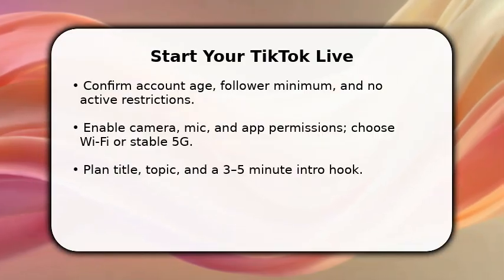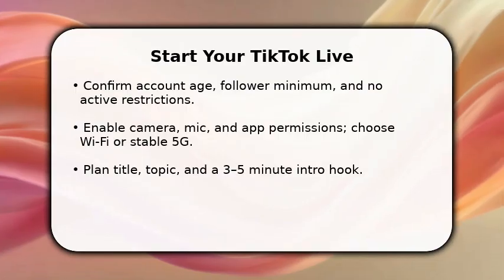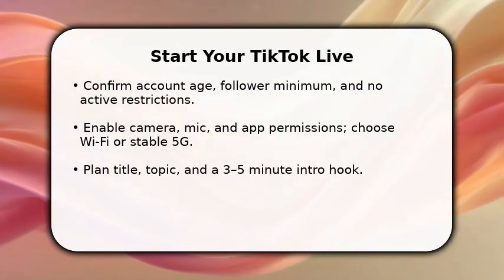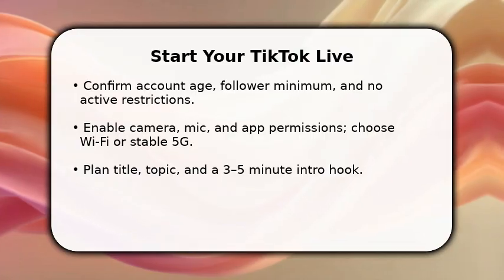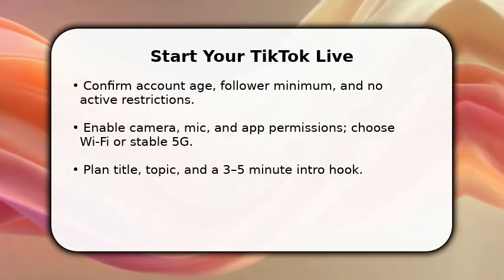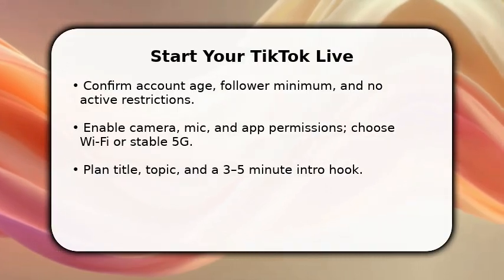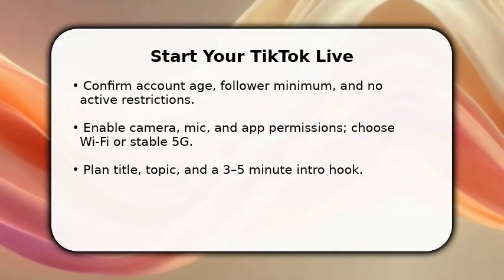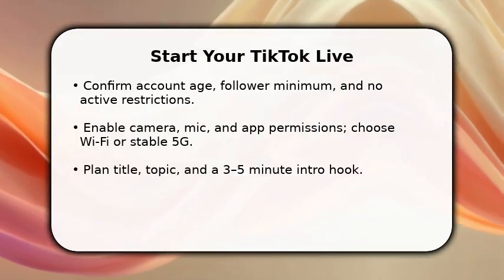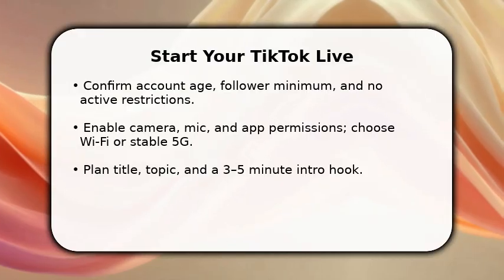You begin by verifying prerequisites: account age and follower thresholds, plus no current bans. Once confirmed, open the in-app camera and grant camera and microphone permissions so audio and video stream instantly. Make sure to pick a stable network, Wi-Fi or 5G, to avoid dropped frames. Prepare a short title and a clear topic line.